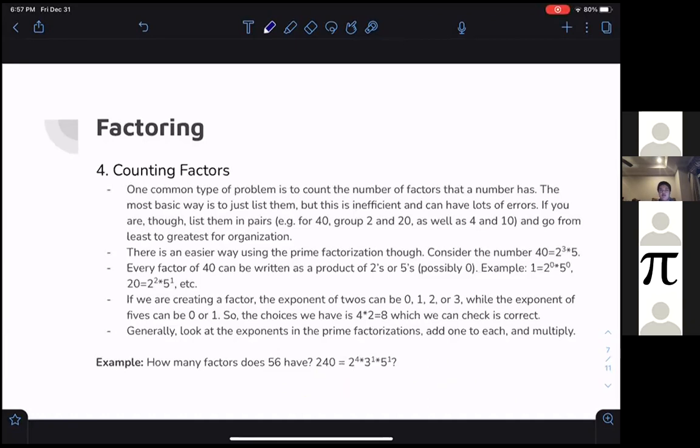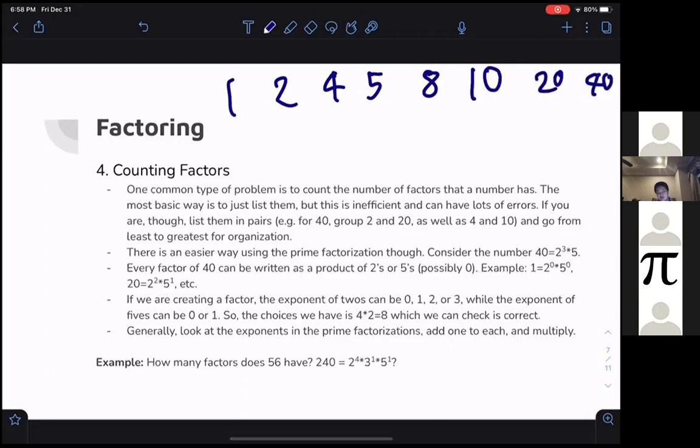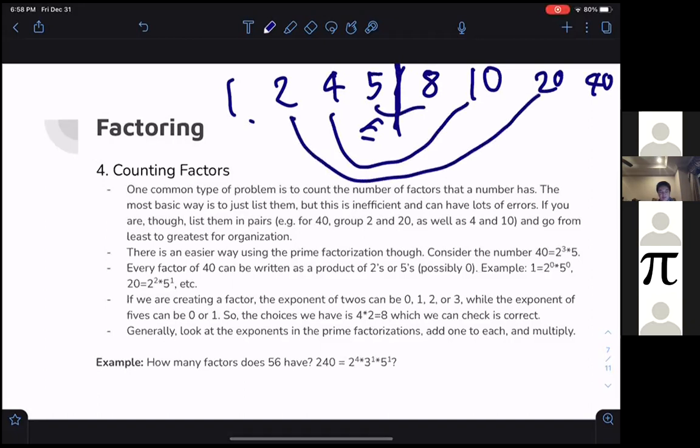And now we will move on to one of the most pervasive things, which is counting the number of factors a number has given its prime factorization. We can just list them. Like this thing right here says for 40 that you can go 1, 2, 4, 5, and then now we're past the square root. So we can just pair up 8, 10, 20, 40. This is the line where the numbers are less than or equal to the square root and the rest are greater. Keeping track of pairs like this is very useful if you don't want to make mistakes here, but for large numbers, this is still very error prone.